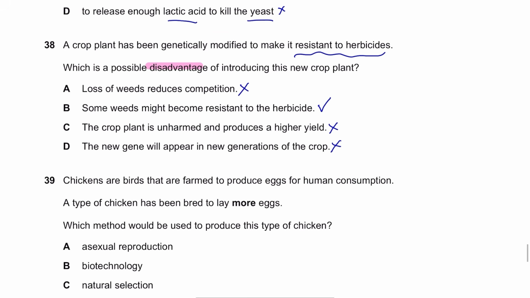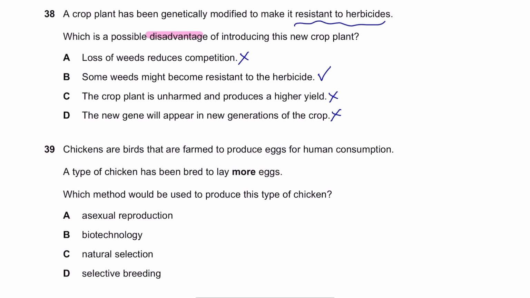Question 39. Chickens are birds that are farmed to produce eggs for human consumption. A type of chicken has been bred to lay more eggs. Which method would be used to produce this type of chicken? A. Sexual reproduction. Nope. Biotechnology. Oh, that's going to be very complicated, and there's a simpler method than that, so we don't use that.